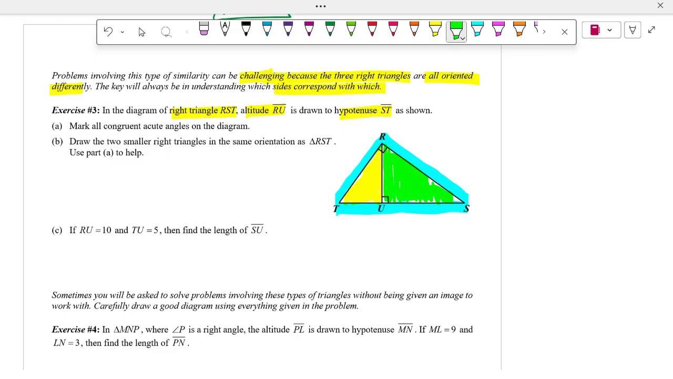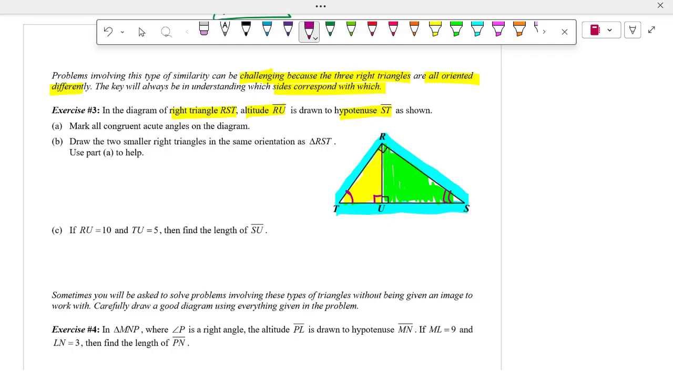We're going to mark all of the congruent angles first. To make things easy, I usually just mark the angles of the big triangle. We have the 90-degree angle here, this will be some angle measure, this will be the other one, and of course the altitude right here is 90. That makes it easier to mark the other two. All I did was mark the blue triangle. Now I can mark these other two angles because I already have another angle I can play with.